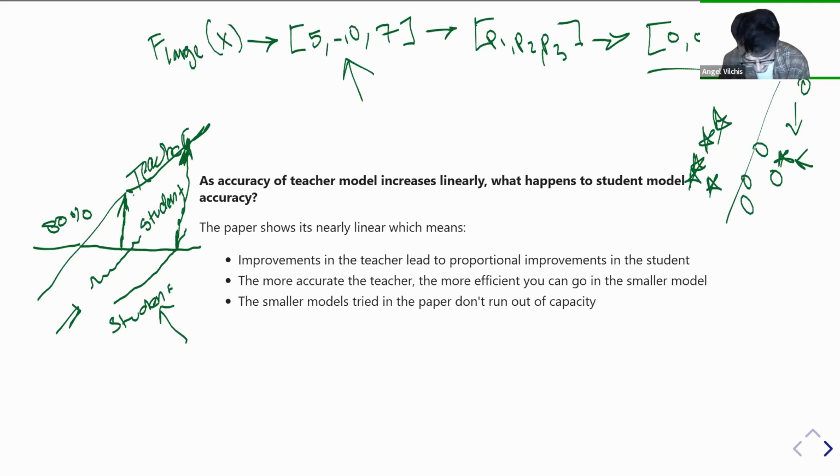And another thing is that the small model doesn't run out of capacity, or at least it's not shown in the paper that it runs out of capacity. That means this continuously increases and it never flattens out, at least for the model and data they tried. So those are three important things that come with the student increasing linearly as the teacher's accuracy increases linearly. Yeah. So that is the main stuff behind this paper.